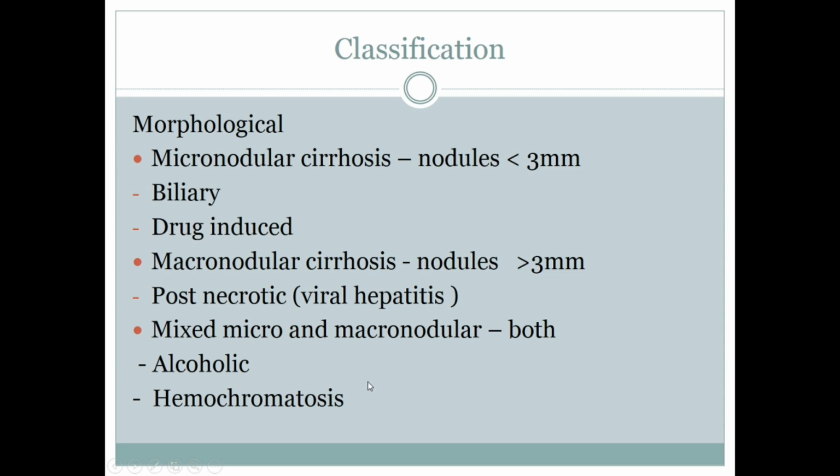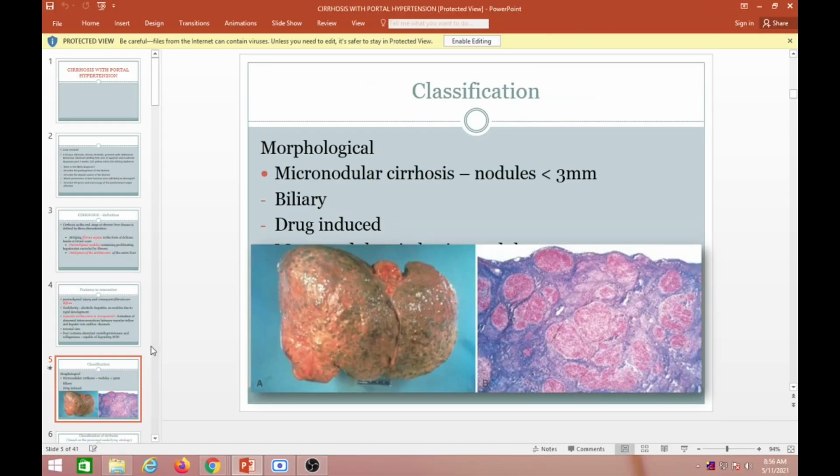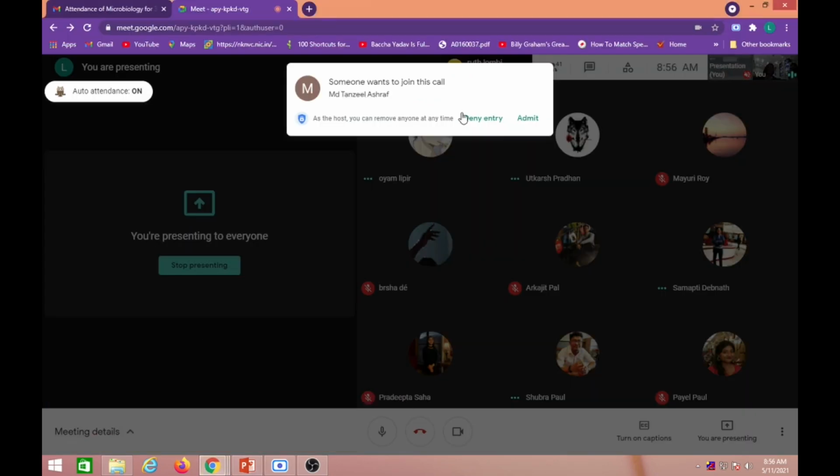So this is a very, very important slide, and this is a classical picture. What will you classify this as? Micronodular, macronodular, or mixed? This is a liver. Mixed. It's mixed. Very good. Okay. What is this greenish thing here? You see the surface is green. What is that green stuff? This is liver. So what is the green stuff? Bile. Yes, very good.